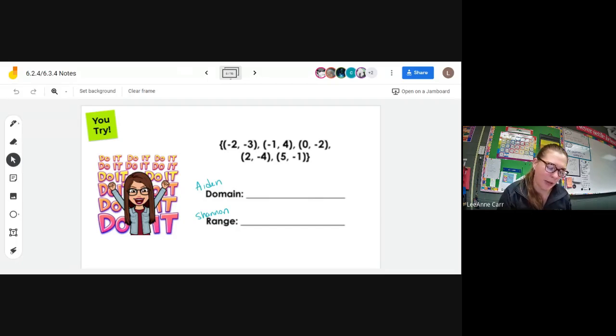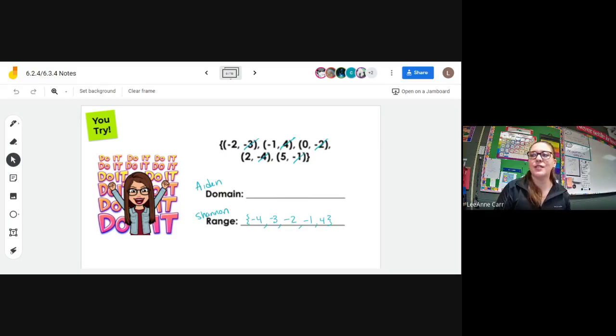All right, Shannon, you are my range person. And Shannon said -4. Yep. -3. Good. -2. -1. And 4. Yeah, and if you see, I'm crossing them out as I go. If that helps you do it, that's fine.